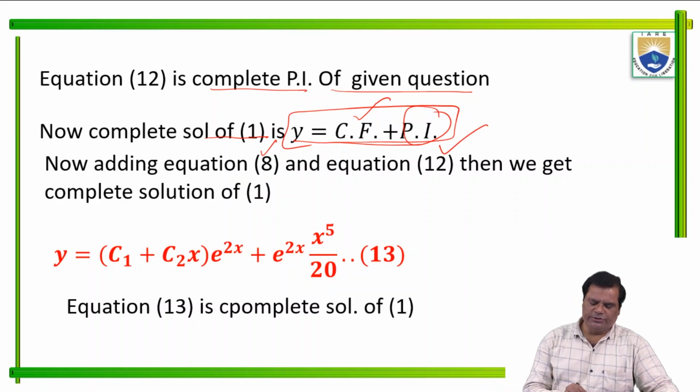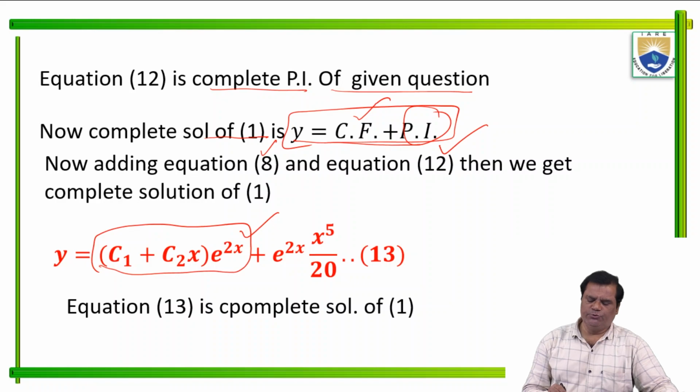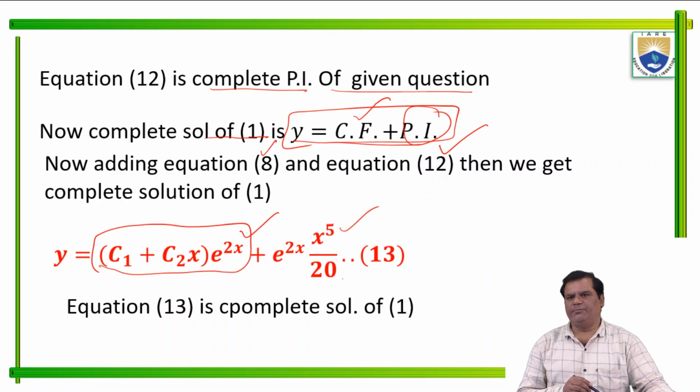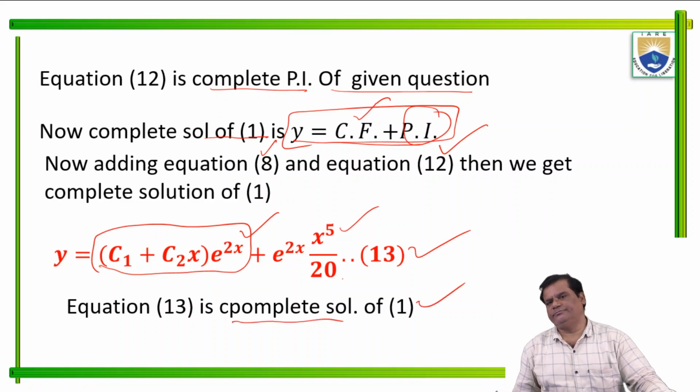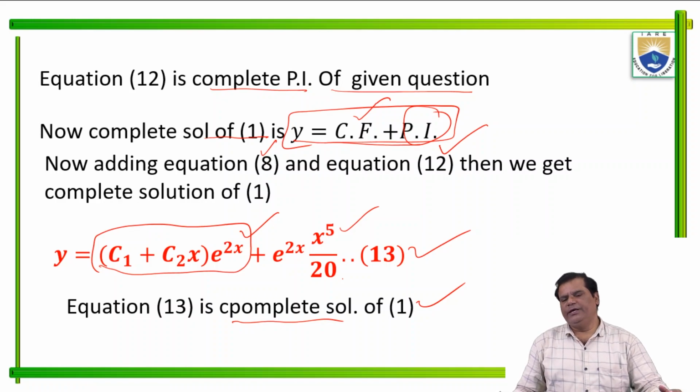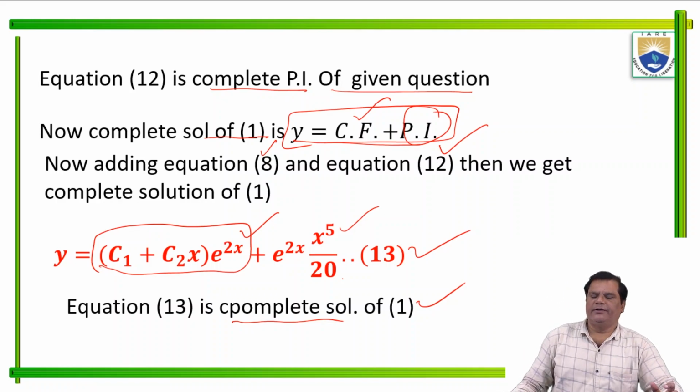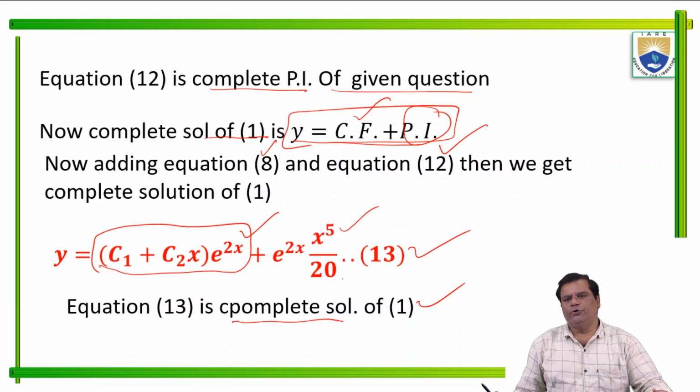So here y is equal to, this is the complementary function, c1 plus c2 x into e to the power 2x, plus e to the power 2x into x to the power 5 upon 20. This is equation 13, the complete solution of 1. So this is the problem. We have solved the complete problem 1 based on case 7. This is a very important problem, very easy problem, and a very interesting method: how we can find the complementary function and particular integral if Q is given as an exponential function into an algebraic function. Both functions are multiplied.